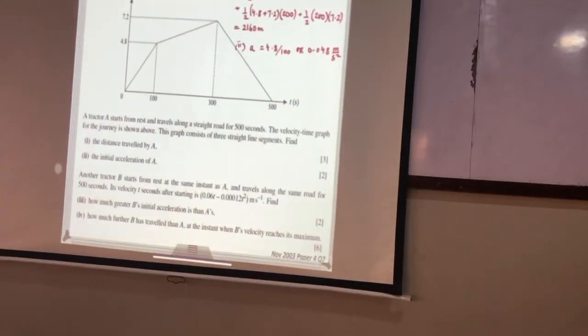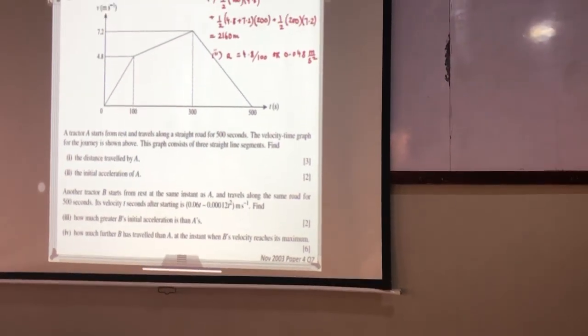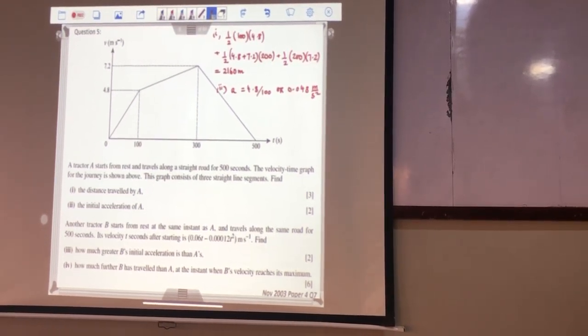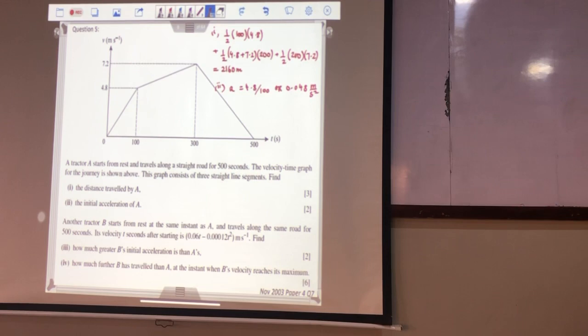Let's look at the first question that needs discussion. That is this particular question. Have a look at the board. Question number 5 says: a tractor starts from rest and travels along a straight road for 500 meters. The VT graph for the journey is shown below. The graph consists of 3 straight line segments. Find the distance traveled by A, the initial acceleration of A.